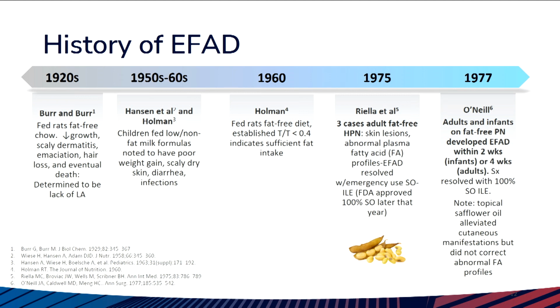But then some of these other studies went on as we got further. Holman did much more work that we'll discuss as we move on. They started looking more at fat-free HPN and then fat-free diets in both adults and pediatrics. And in 1977, O'Neill noticed that when they added 100% soybean oil, all of these symptoms resolved.